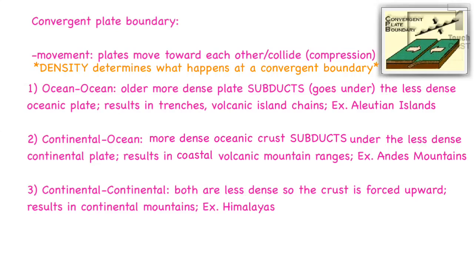Something important to remember is that the density of the plates interacting is what determines what happens at a convergent boundary. There are three different types of convergent plate boundaries: ocean to ocean, continental to ocean, and continental to continental. My suggestion is that you pause the video to get this information written down. A thing to remember is that density is the determining factor for a convergent boundary.